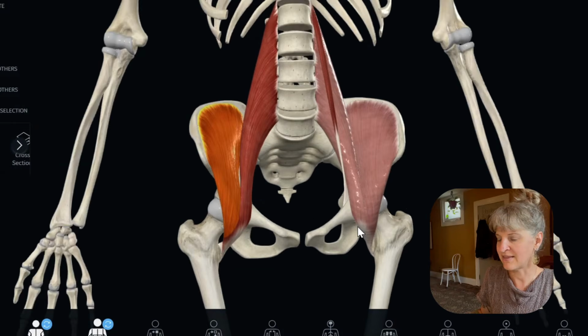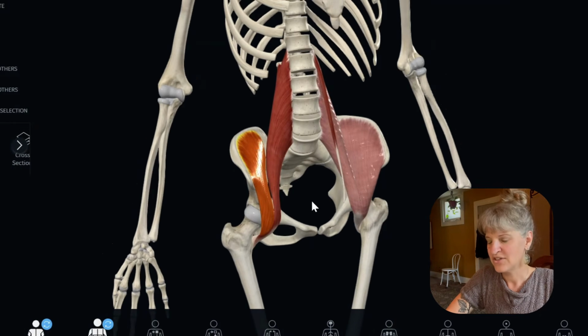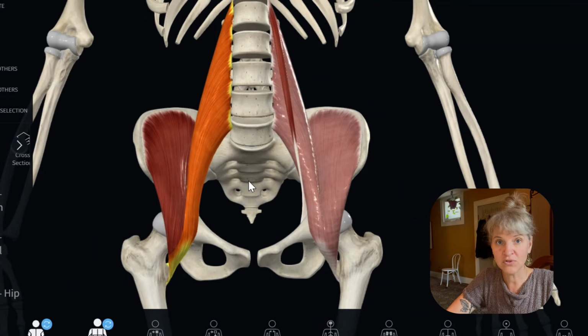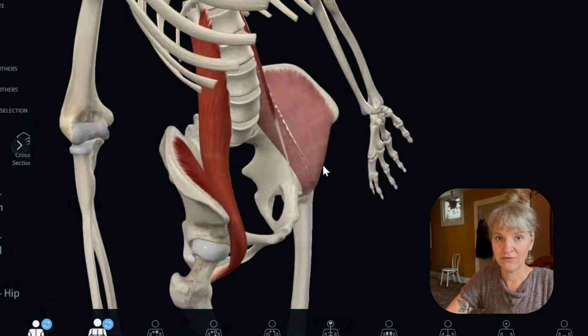So we got the iliopsoas group we're working on next, and that's going to be the end of it. So these are your deep hip flexors. They're the most prominent muscles for flexing your hip.